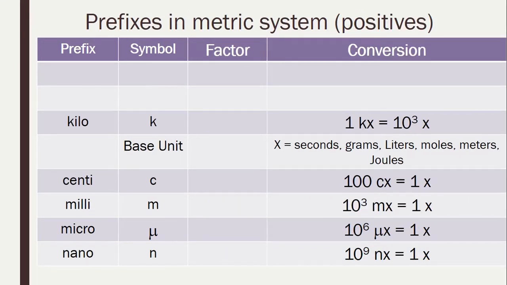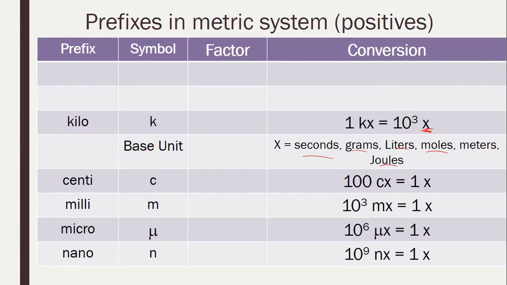So I prefer keeping things positive like this, where you would say that 1x, where the x here is any of these base units: the seconds, the grams, the liters, the meters, the moles, the joules. So 10 to the third meters equals 1 kilometer, and 10 to the third moles equals 1 kilomole, and 10 to the third grams equals 1 kilogram. That hopefully makes sense to you, that you would need a lot of these to equal one of those.